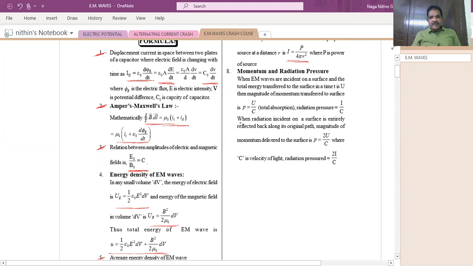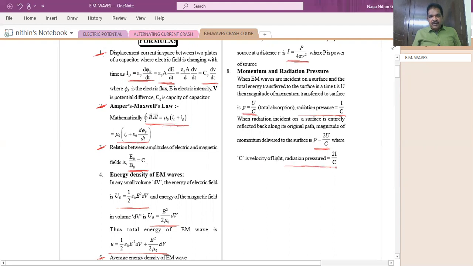If a wave is incident on the surface and the total energy is transferred to the surface, then the magnitude of the momentum is U by C. The radiation pressure formula will be I by C. If the wave is completely reflected by the surface, the momentum delivered to the surface, the change in momentum, will be 2p. That's why this will be equal to 2U by C.